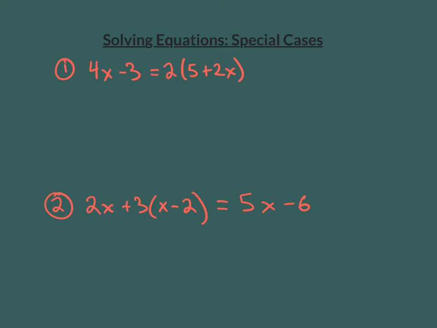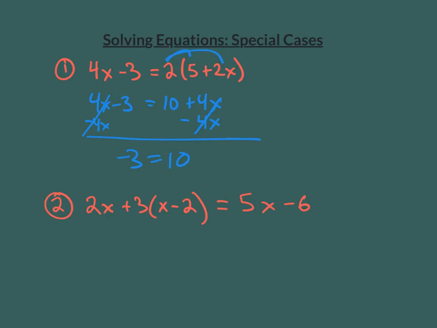In this first one, on the left side I have 4x minus 3 equals 2 times 5 plus 2x in parentheses. So the first thing I have to do is distribute to the right side here. Okay, so I get 4x minus 3 equals 10 plus 4x. Right? And now what I'm going to notice is when I try to get my x's to the same side, minus 4x minus 4x, they cancel out on both sides, and I get negative 3 equals 10.